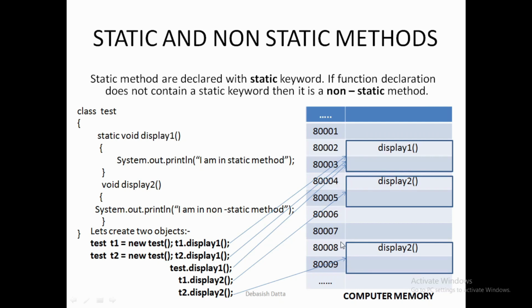So from here we can conclude that a call to a static method, no matter how many objects you create of a class where the static method is defined, will map to a single memory location. But for a non-static method, using different objects, the function call will map to different memory locations. That is the main difference.